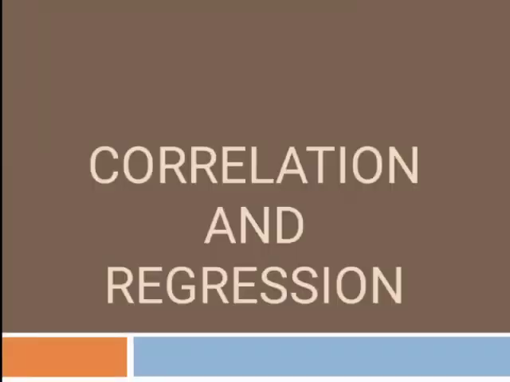The most commonly used techniques for investigating the relationship between two quantitative variables are correlation and regression. Correlation quantifies the strength of the linear relationship between a pair of variables, whereas regression expresses the relationship in the form of an equation.